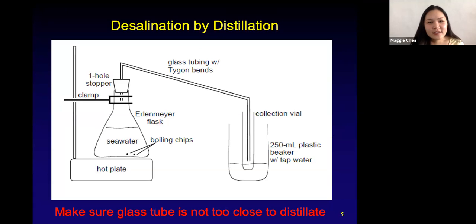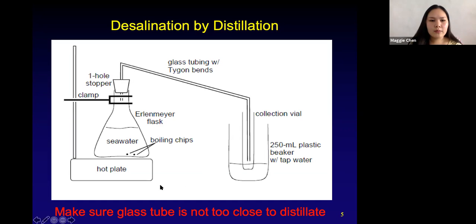One way that we can do desalination is through distillation. Distillation is a process that we can do in lab where we have our hot plate and our Erlenmeyer flask holding our seawater, and we have a couple of boiling chips. Boiling chips look like little pebbles that, if you put them in your flask, help your solution boil. We have our clamp to hold our Erlenmeyer flask in place, and our stopper, which connects our glass tubing or rubber tubing to the collection vial at the end, which is held by a beaker with either tap water or an ice bath.